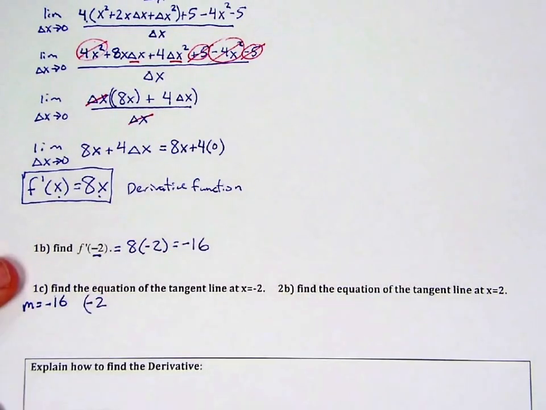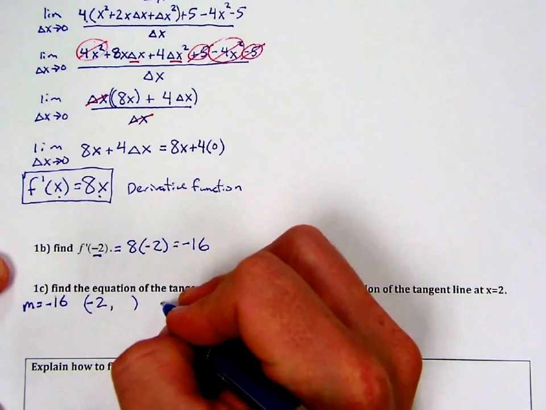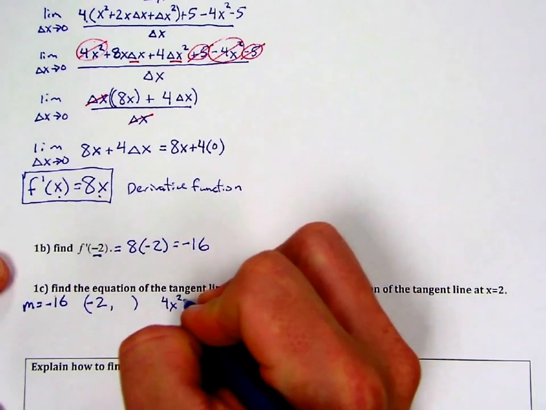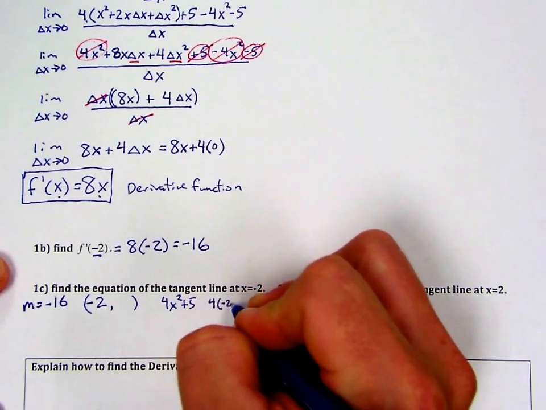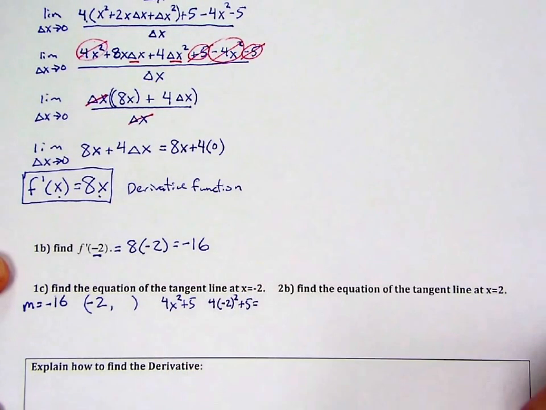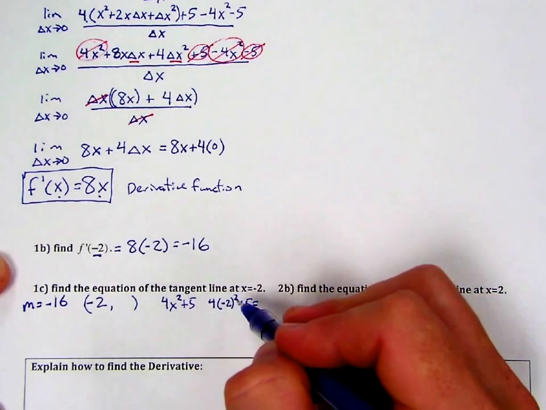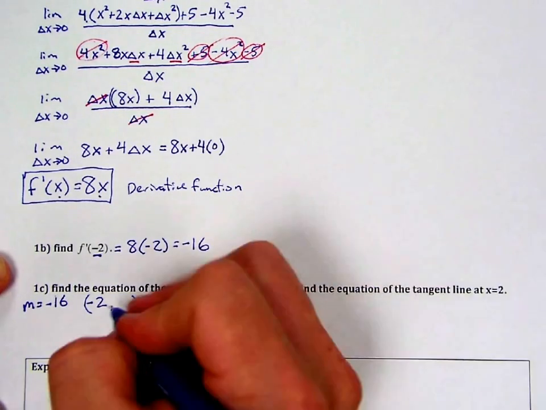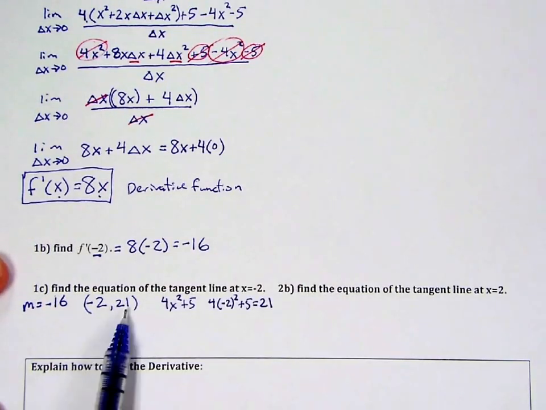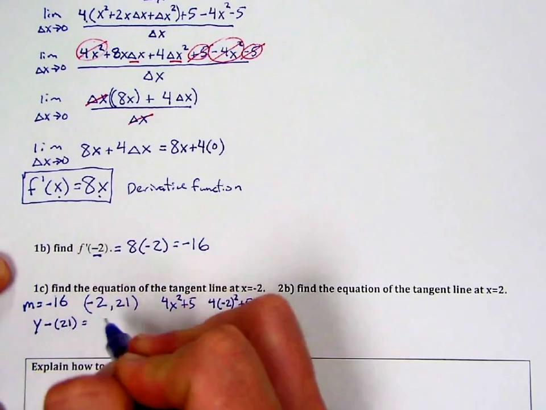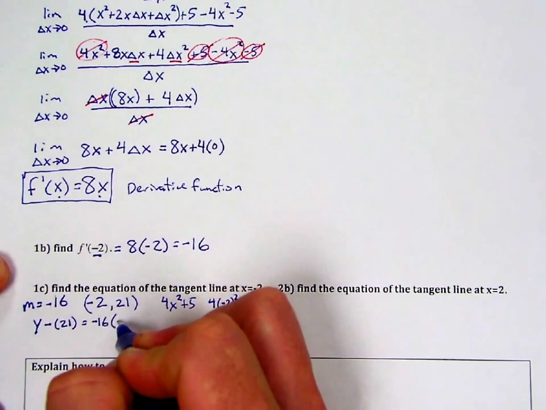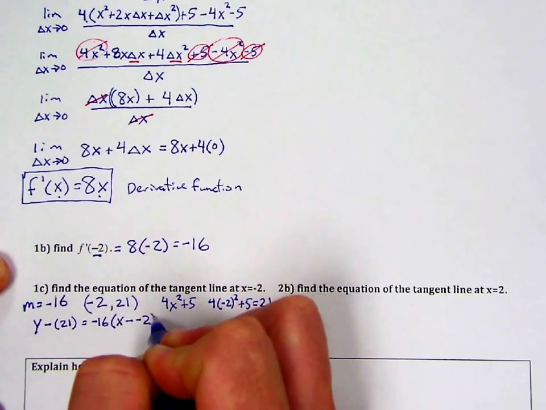So when x equals negative 2, what does y equal? So we're actually going to have to take our original function, the 4x squared plus 5, and we're going to substitute negative 2 in there. So we've got 4 times negative 2 squared plus 5. And that gives us 4 times 4, which is 16, plus 5 is 21. So you might have to find the point. So remember, you need a slope and a point. Now we can use point-slope form. And simplify.